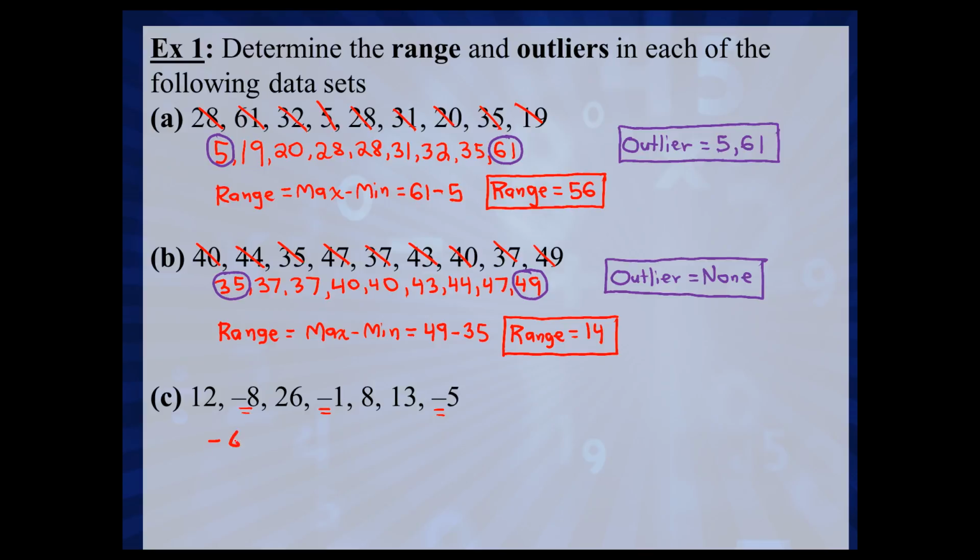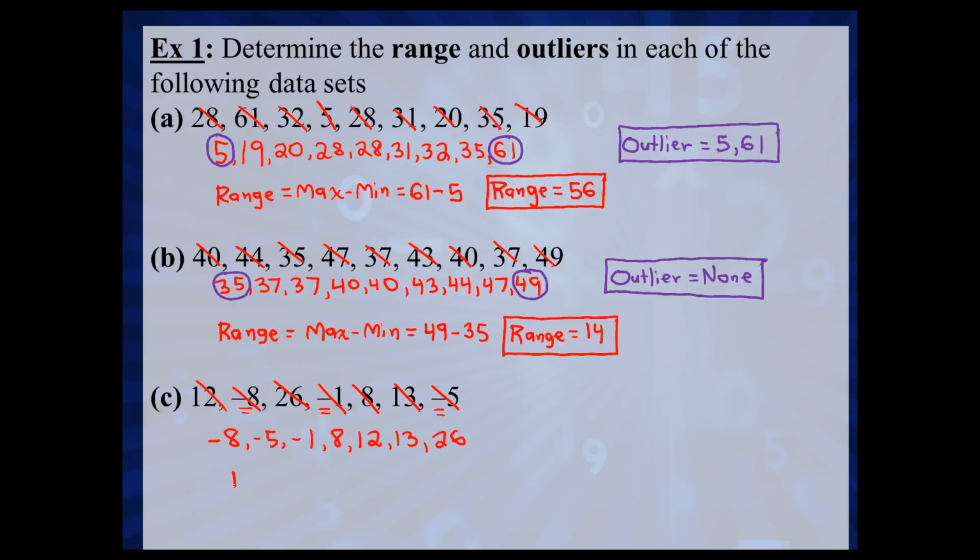So we'd have -8, -5, -1, and then 8, 12, 13, and 26. So from smallest to biggest, -8, -5, -1, 8, 12, 13, 26.